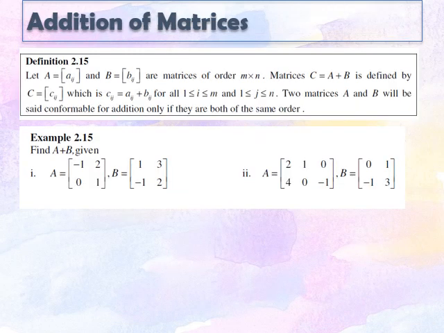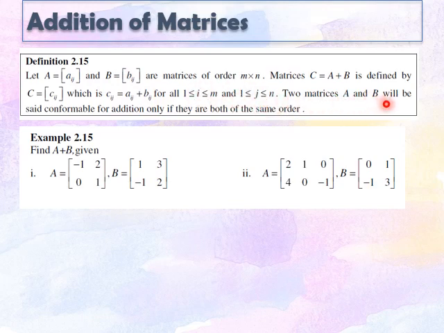So now let us learn how to add two matrices. Before you add matrices, you need to know the condition for it to be valid. If A and B are matrices of order m by n, then matrix C, which is A plus B, is defined by C. Meaning we add together the elements of the same location.